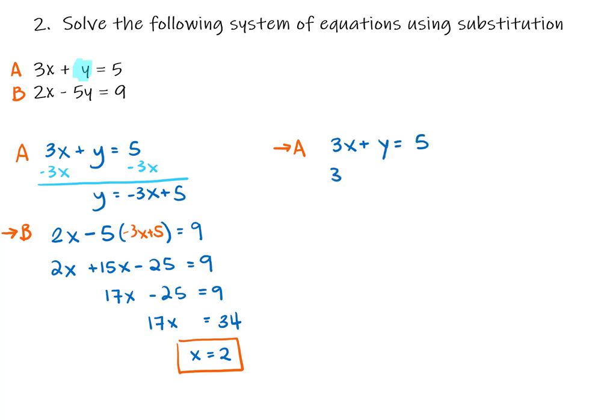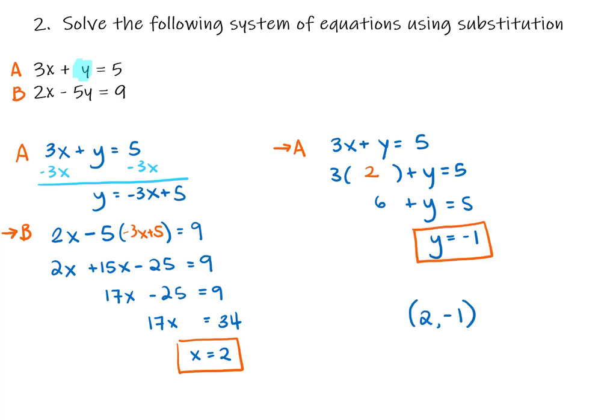I'm going to replace the x with a parentheses. And then in that parentheses, I'm going to put the value of x, which is 2. So 3 times 2 is 6. And then subtracting 6 from both sides, I get y is equal to -1. Now that I solved for both x and y, I'm going to put it in coordinate form, and notice that we have the same solution as when we solved the system of equations graphically.